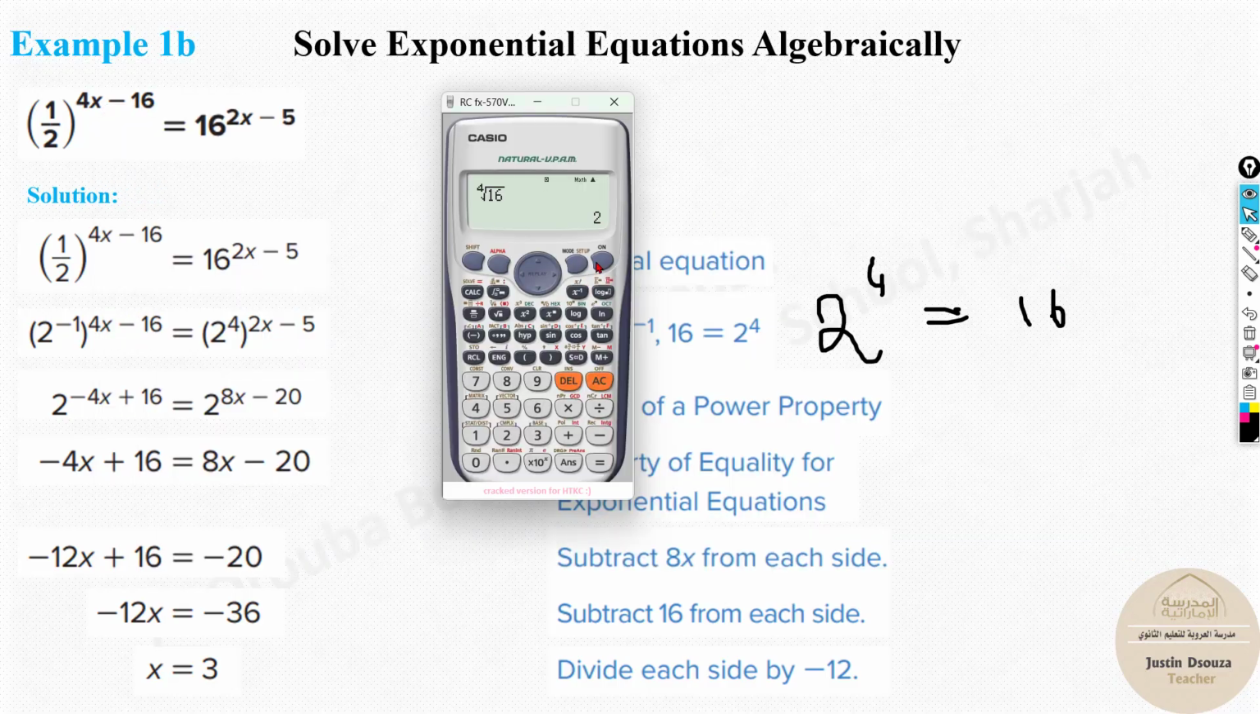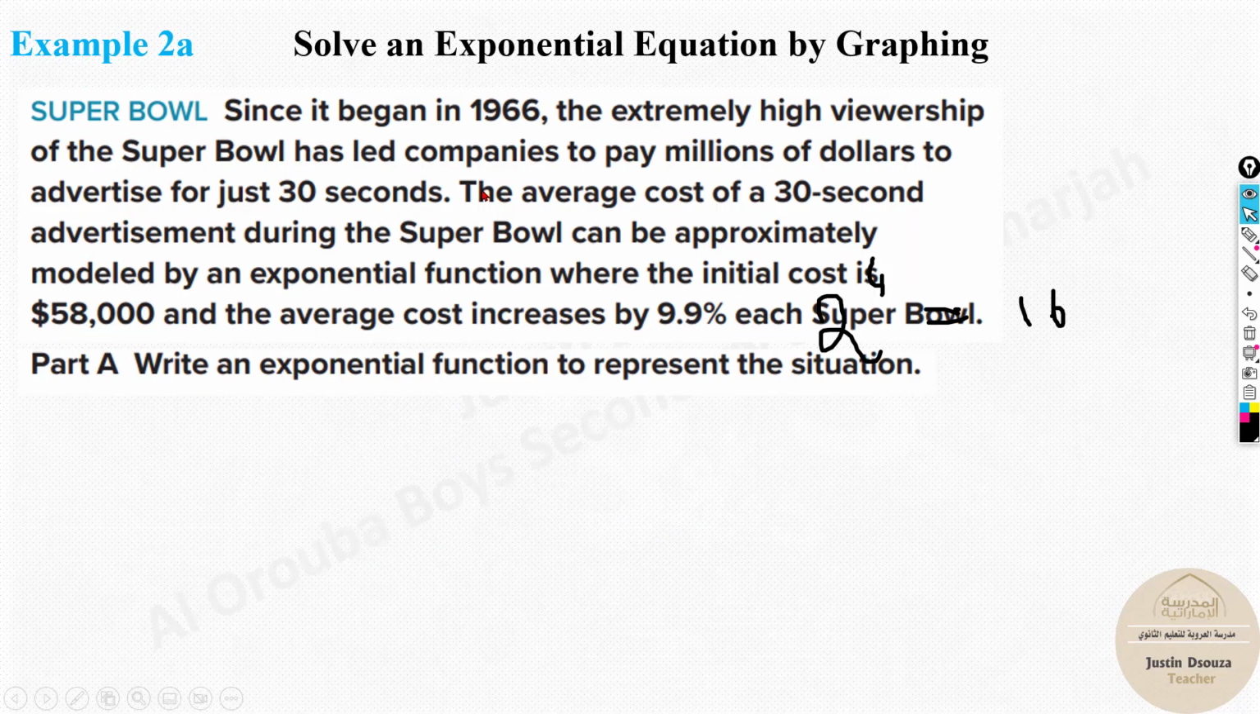Let's just double check with the calculator method as well to check your answer. It's 0.5 to the power 4 multiplied by x minus 16. This is multiplied and this is alpha x. Now equated to alpha, calc gives you the equal to sign. 16 to the power 2 alpha x minus 5. You can just press shift and solve, and the answer must be 3, and it is 3. So that's the answer. Now we'll come to a real world problem.